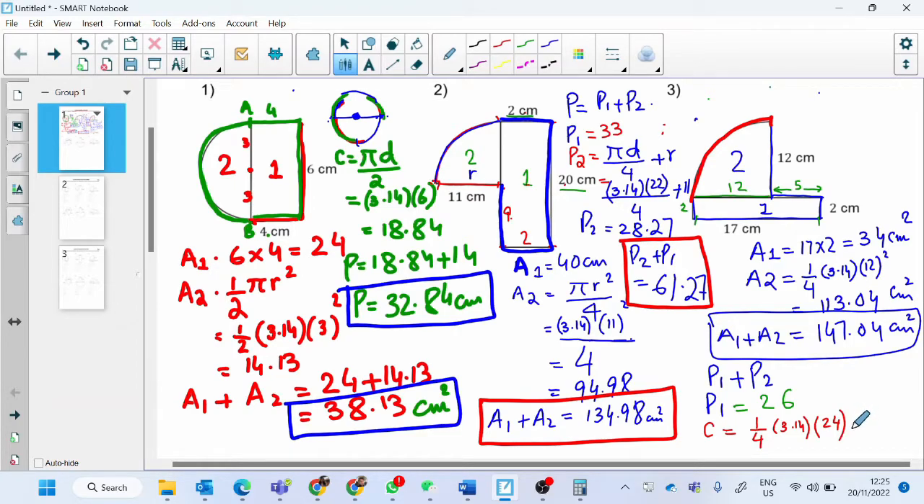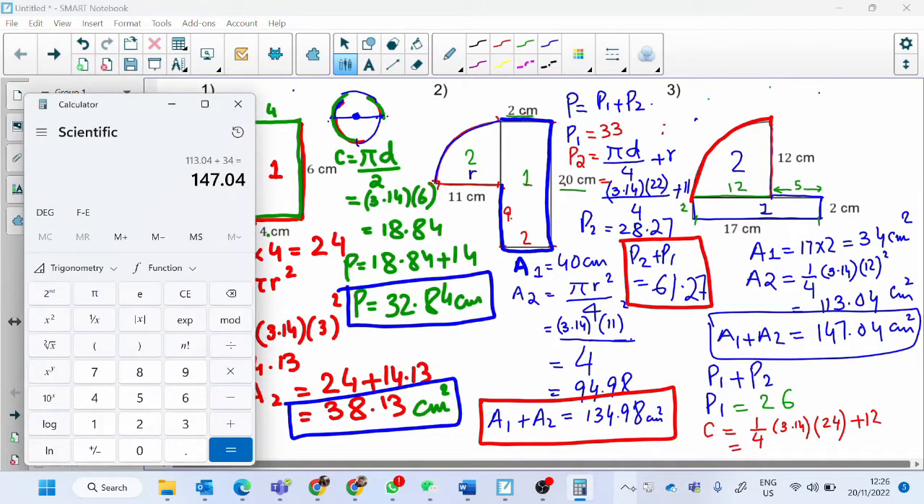And we have to add here this length as well. This formula will give us only this region in red, the circumference. But for the perimeter, we need this length also. So for this length, it's 12. So we can just add 12 here. And let's solve this one.